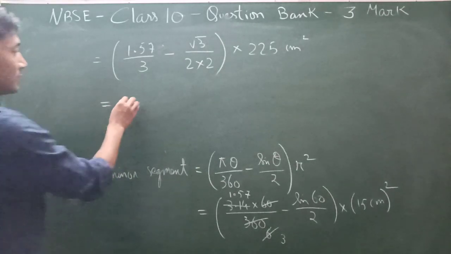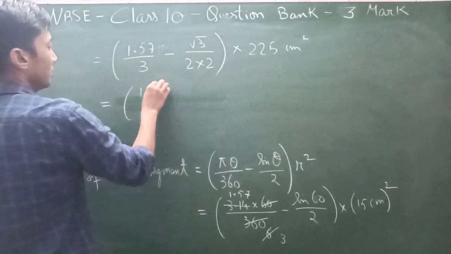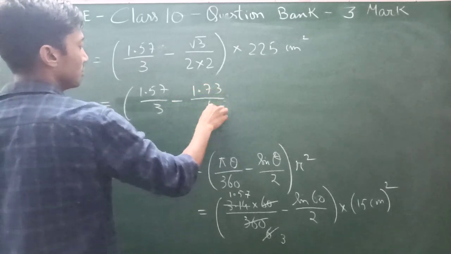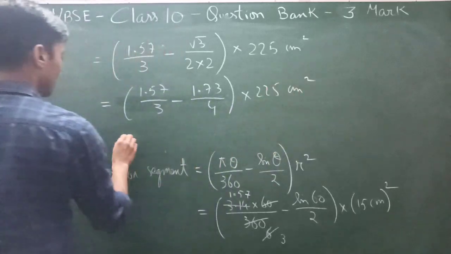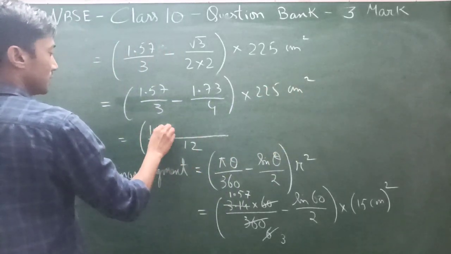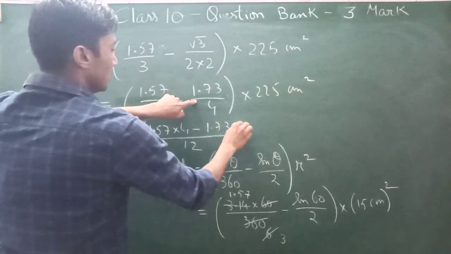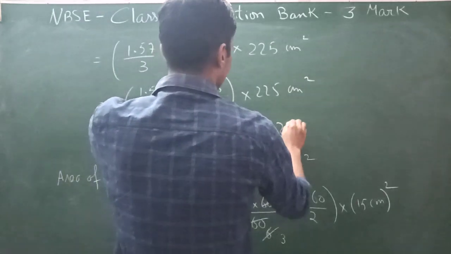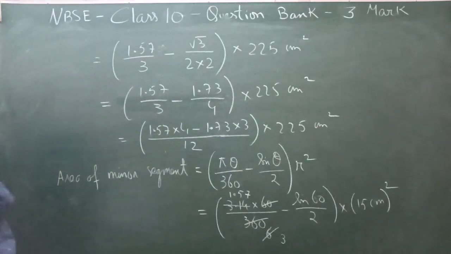So we'll have to take the LCM. Okay, one more step. 1.57 by 3 minus root 3 value 1.73 divided by 4 into 225 centimeters square. So the LCM is 12. So that's like 1.57 into 3 4s are 12 minus 1.73 into 4 3s are 12 into 225 centimeter square.